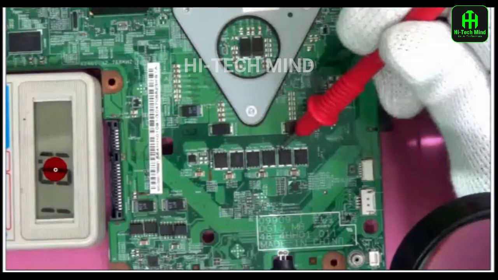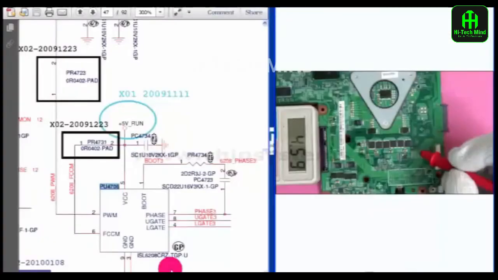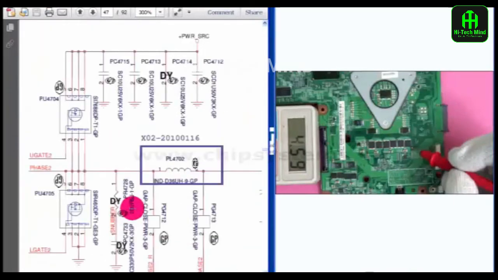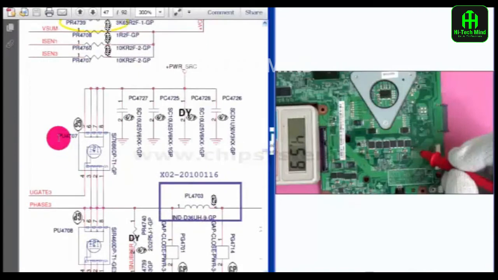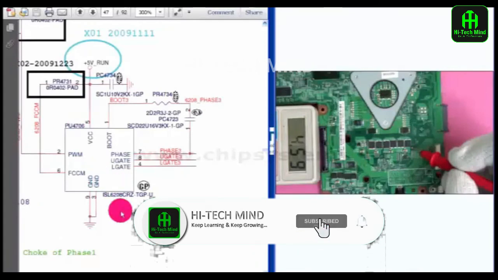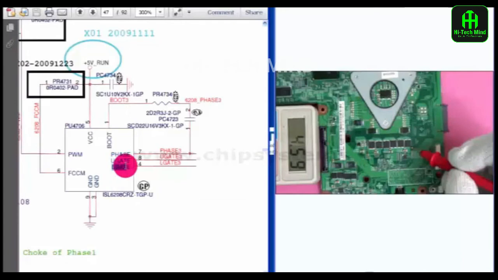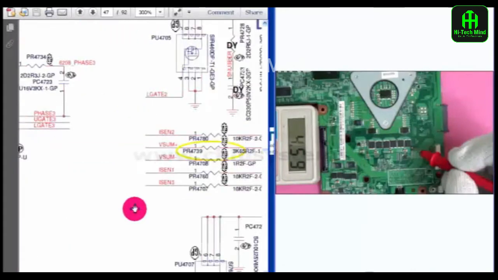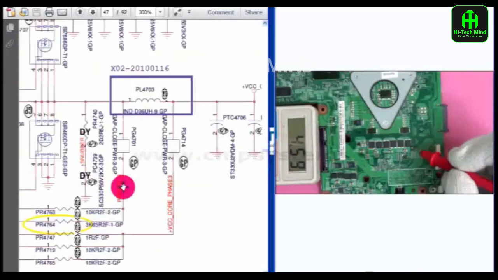Now watch the multimeter. It shows voltage 1.01. So upper MOSFET gate driver voltage 1.01. The upper MOSFET gate driver voltage go to the upper MOSFET PU4707 at MOSFET driver pin number 8. So this is the MOSFET external driver. Next we will see the L gate IC, lower gate IC pin number 4 and MOSFET.